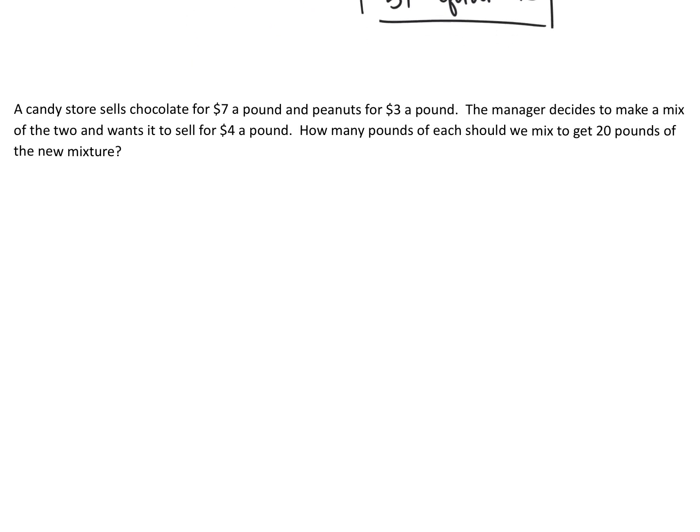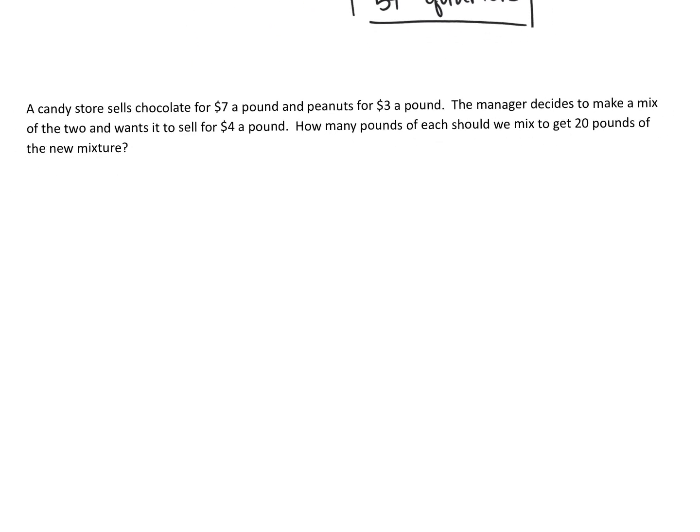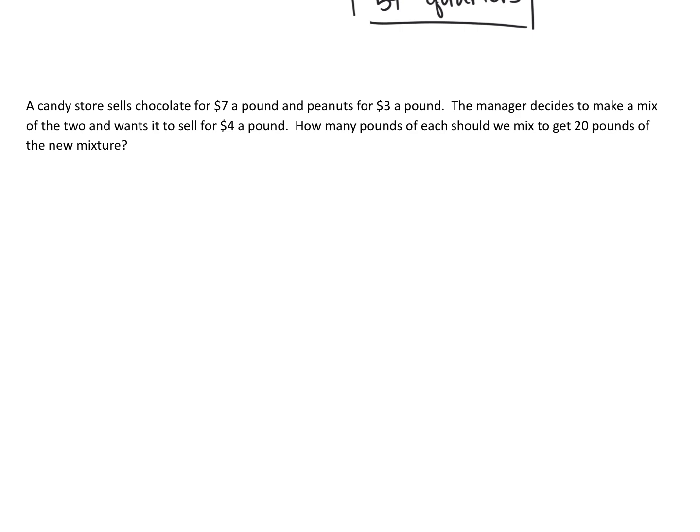Last example has to do with a candy store. So we have a candy store that sells chocolate for $7 a pound and peanuts for $3 a pound. The manager decides to make a mix of the two and wants to sell it for $4 a pound. How many pounds of each should we mix to get 20 pounds of the new mixture? So this is going to start off the same way as before. We'll have C for our pounds of chocolate, and we'll have P for our pounds of peanuts.